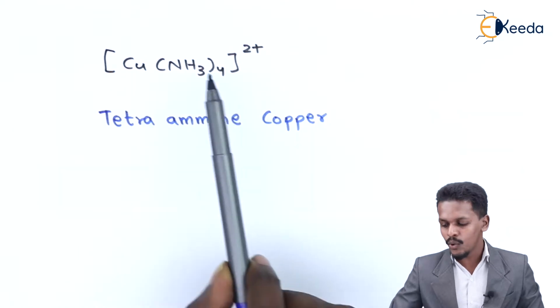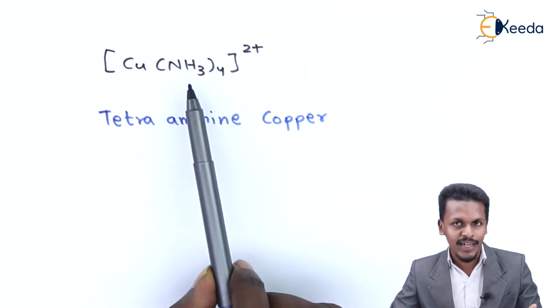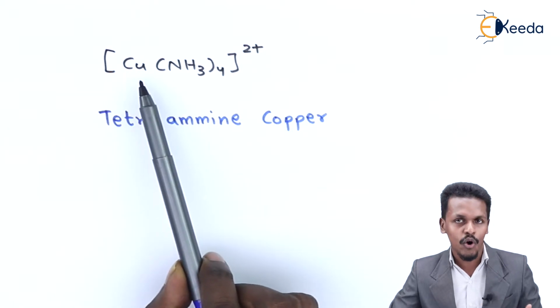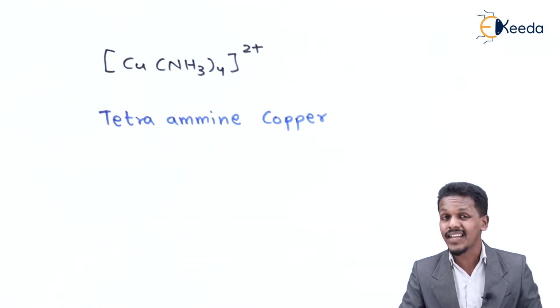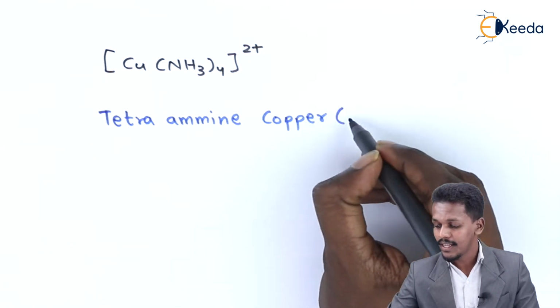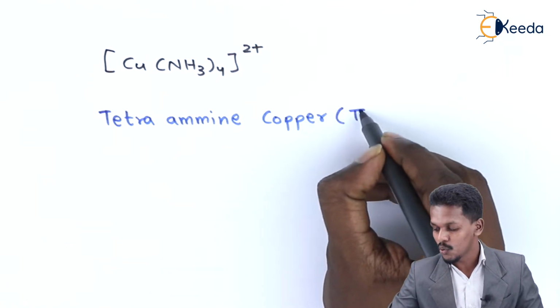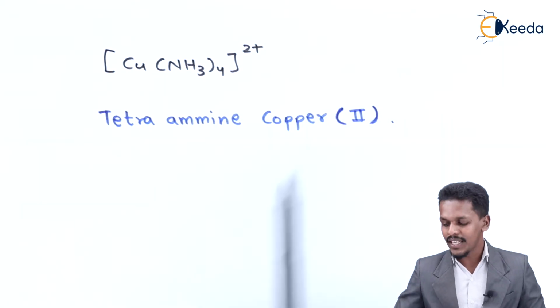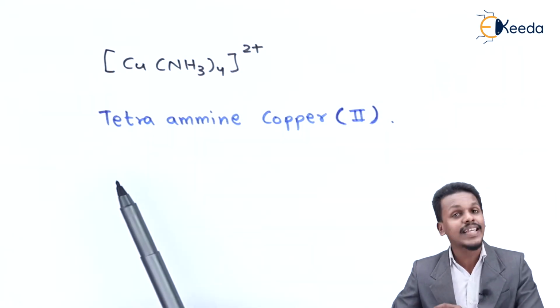So in that case we'll get to know that this NH3 is a neutral ligand, and that's the reason the oxidation number of this copper will be found to be 2, but we can't write it as +2. So for that we have to represent it with a Roman numeral 2 in parentheses. So this is how basically we have to provide the name, but this is not the complete name.